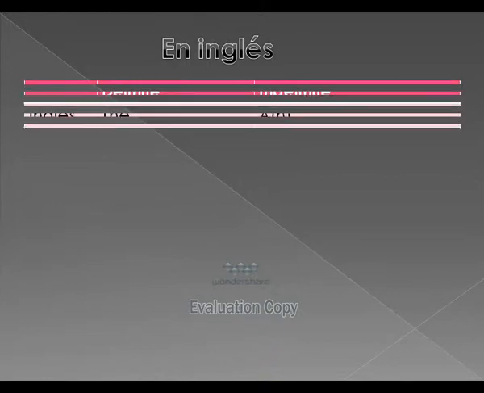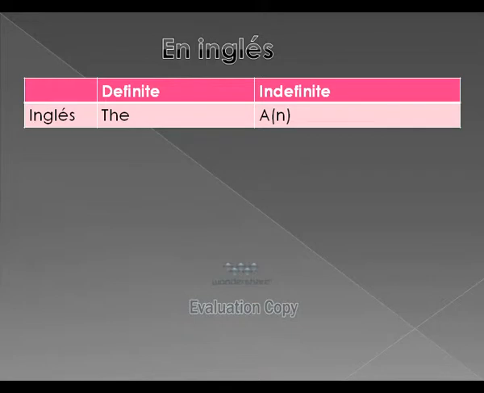Let's compare to English. In inglés, we have two articles. Well, kind of three. We have a definite article. Say it, definite. And that is the. And we have an indefinite article, which in English is a or an. So what's the difference? Think about it.